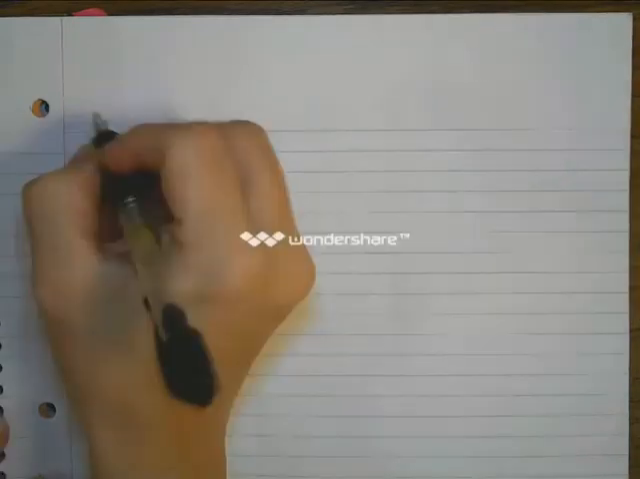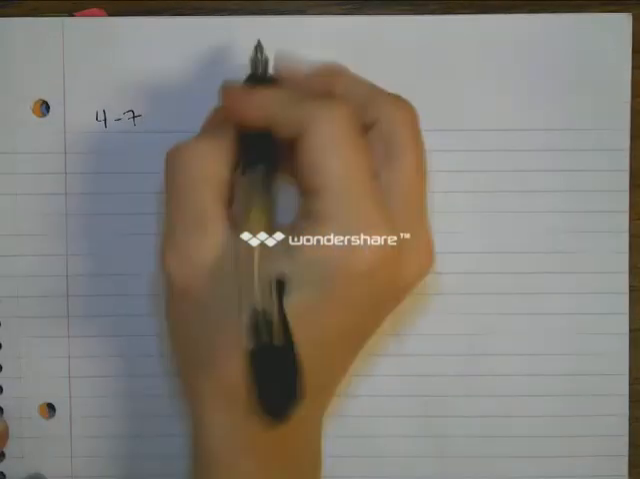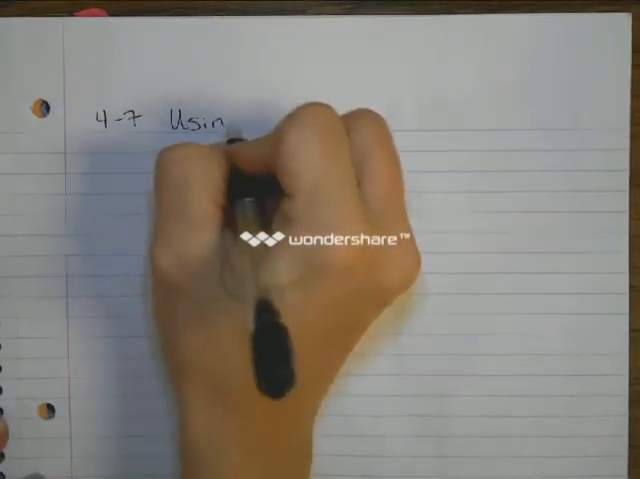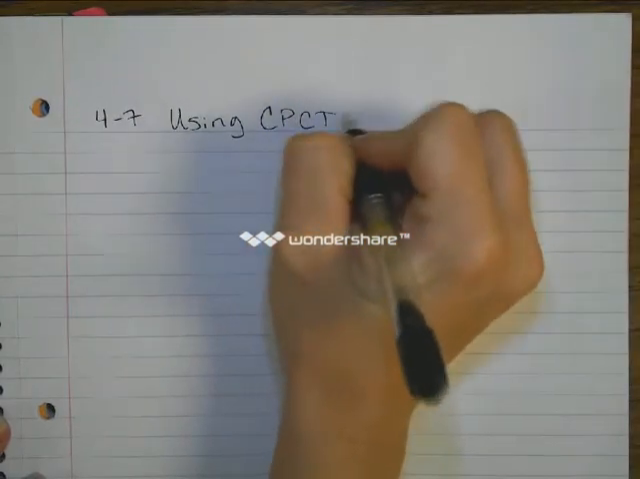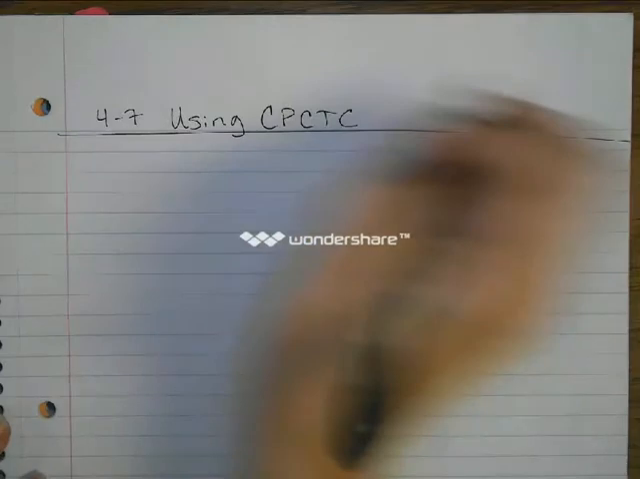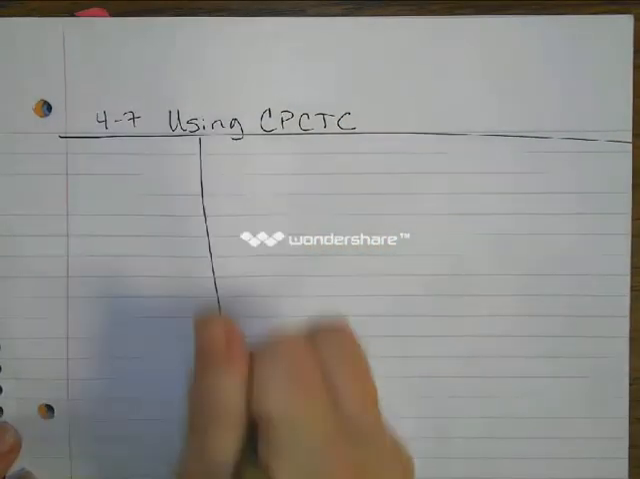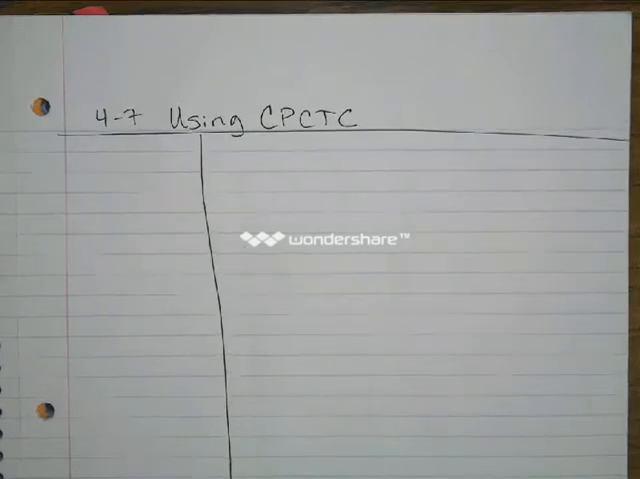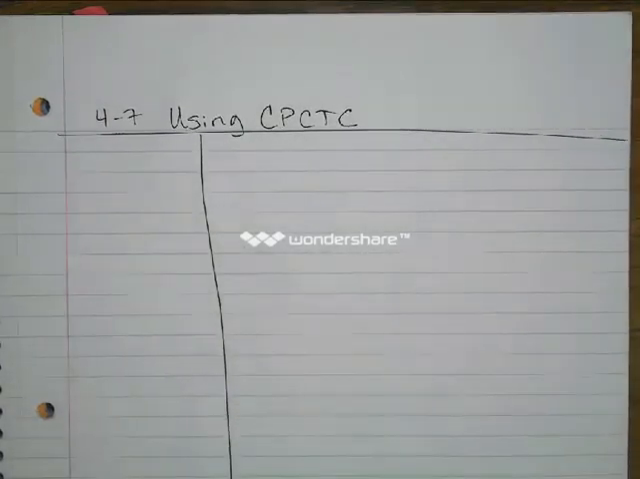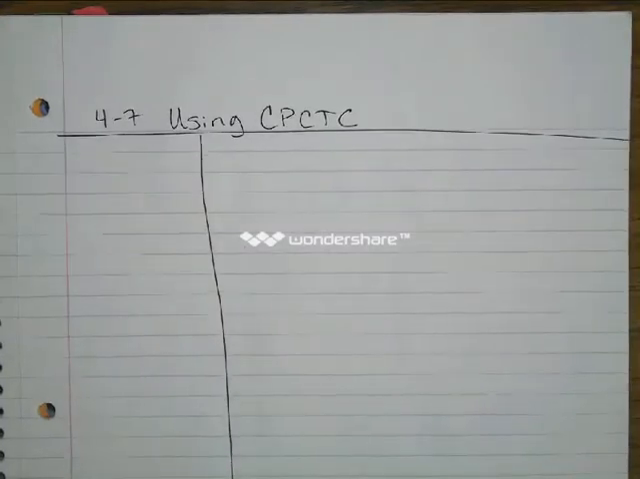Okay, this is section 4-7, using CPCTC. This is going to be really similar to 4-5, it's just that the problems are going to be a little bit more complicated. There's going to be actually 2 steps to them. This is my all-time favorite section, because it's kind of like a puzzle.